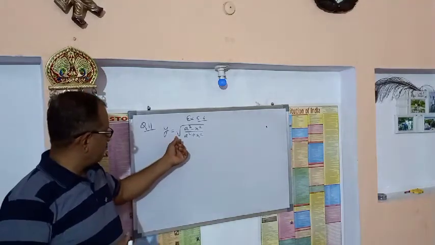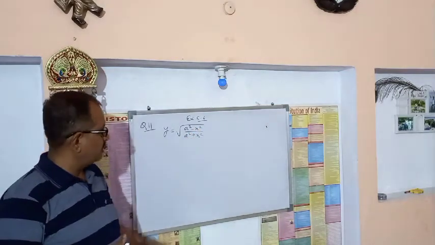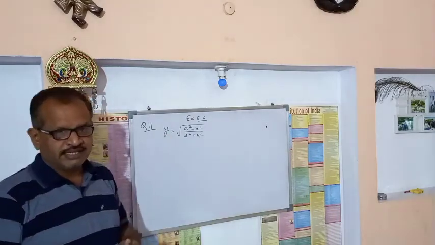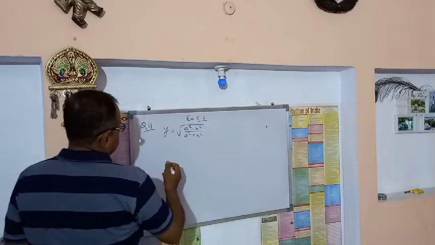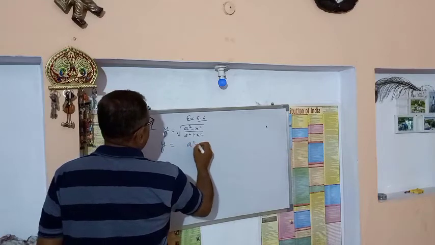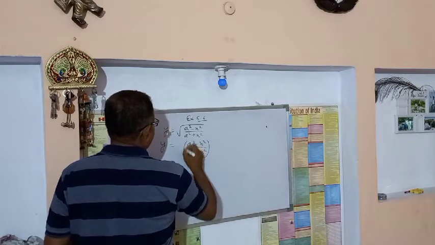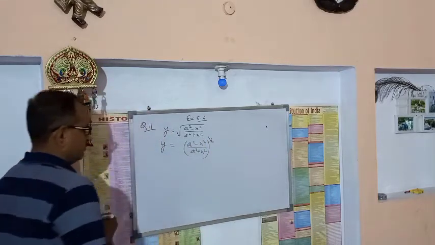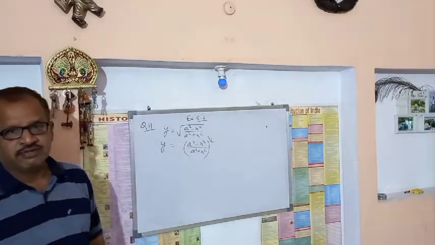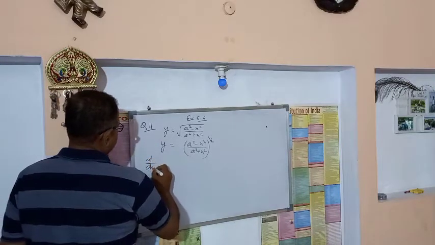Question number 11 is we have to differentiate under root a square minus x square upon a square plus x square. Let us suppose this function is equal to y. So differentiating with respect to x. So firstly we can write y is equal to a square minus x square upon a square plus x square to the power 1 by 2. Remove the sign of root, write it in the exponential form, so we can write 1 by 2. Now we have to differentiate it. So dy by dx of y.